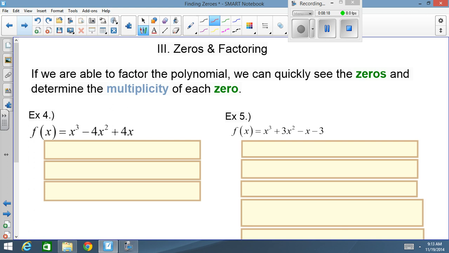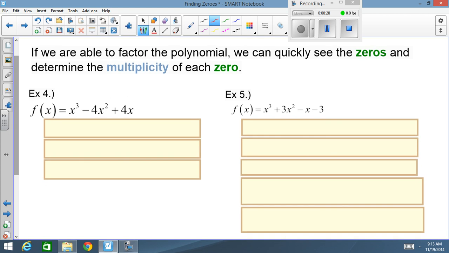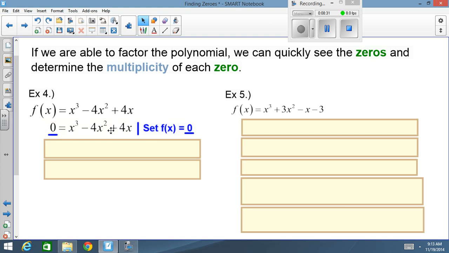Okay, so the last one here. Let's look at example 4. The first thing I have to do is factor it, find the zeros, and determine multiplicity. So if I look at this, first thing I have to do is set it equal to 0. Okay, now I need to factor it. Well, when I look at these, I see that all three terms have an x in it. So I'm going to start by taking out an x. That's the greatest common factor of x. So I divided out an x from all of these.